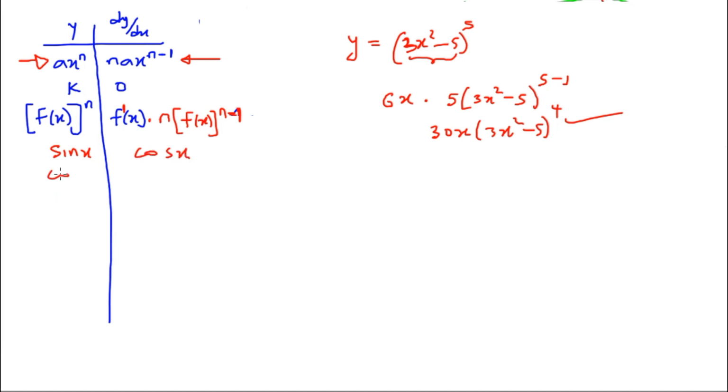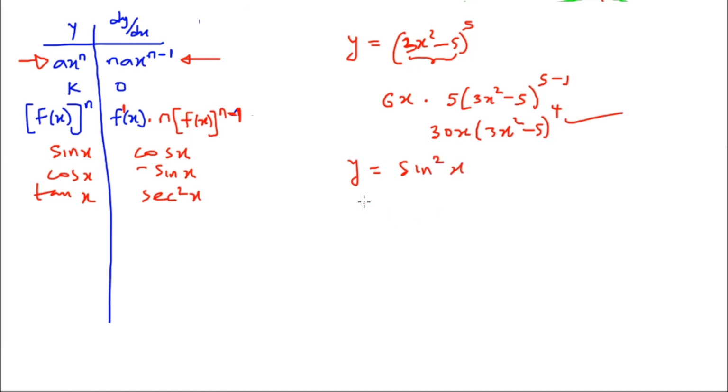Okay, if I differentiate cos x, I will have minus sine x. Alright, so if I differentiate tan x, I'll have sec squared x. Okay, so let's say I have a function, for instance, let's say y is equal to the square of sine x.